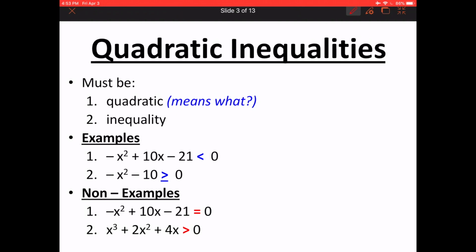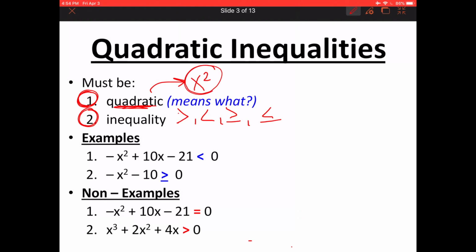Now let's talk about quadratic inequalities. Quadratic inequalities have to be two things. They have to be quadratic and they have to be inequalities. Inequalities, we just talked about, means that it has to have one of our symbols: greater than, less than, greater than or equal to, less than or equal to. That word quadratic, we've been using it all chapter, and again, very important to know the terminology. Quadratic means that there's an x squared, okay? There cannot be anything else but an x squared.